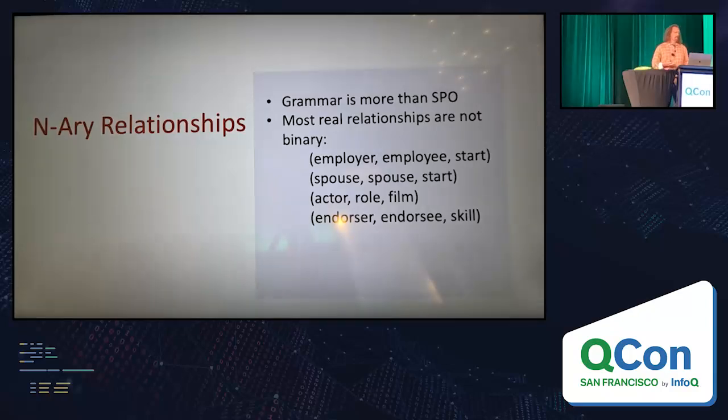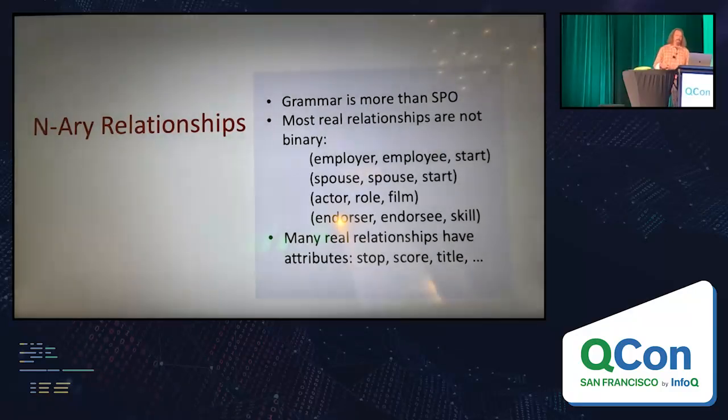Similarly, a marriage: spouse, start date, right? You have people like Elizabeth Taylor who were married a lot, sometimes to the same people. Again, if you want to model the data, you need more than a binary relationship. Another one: actor, role, and film; endorser, endorsee, skill. N-ary relationships happen all over the place, and we need support for these in a graph database.